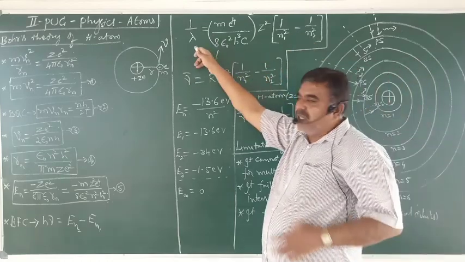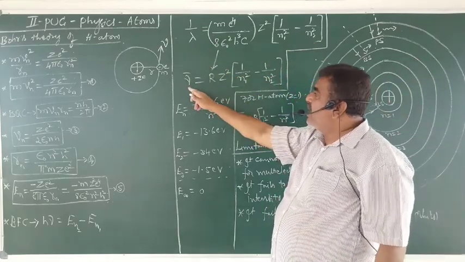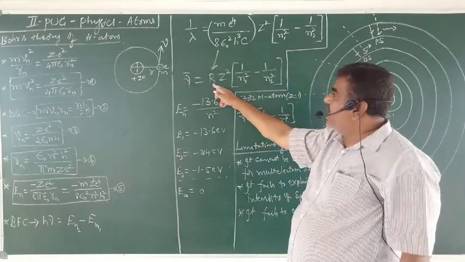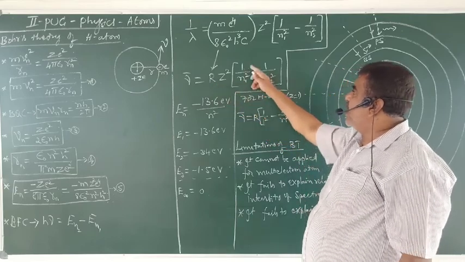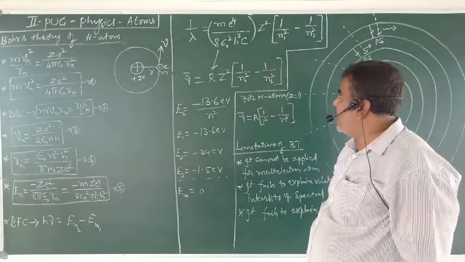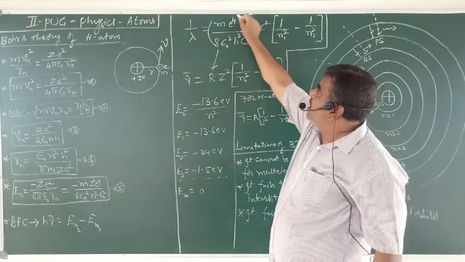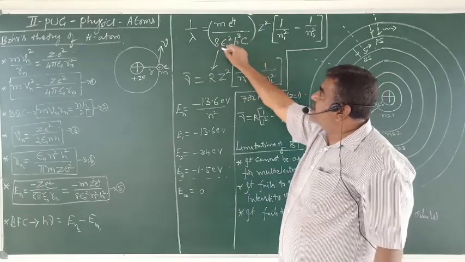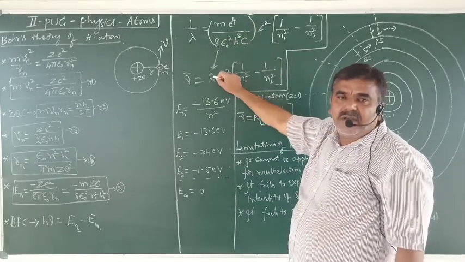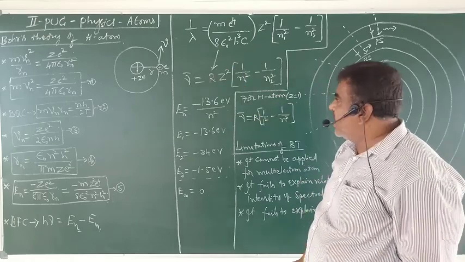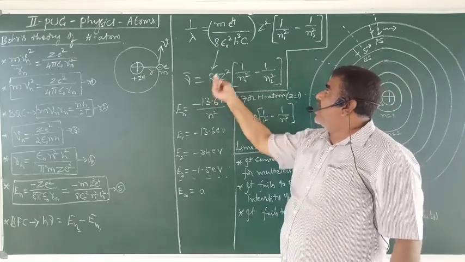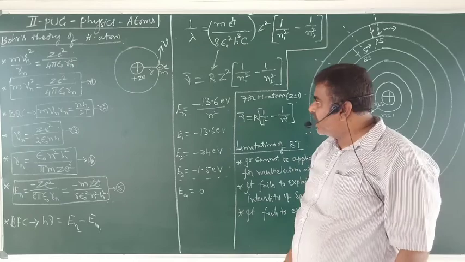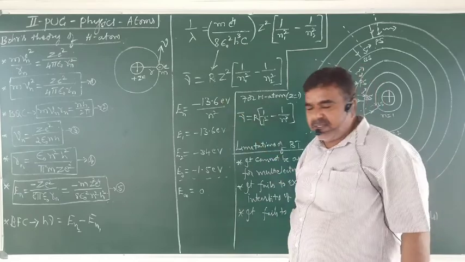The reciprocal of wavelength is called wave number. The expression for wave number is R z square into 1 by n1 square minus 1 by n2 square. All these constants together we denote as R. That constant is called the Rydberg constant. We derived all these things.